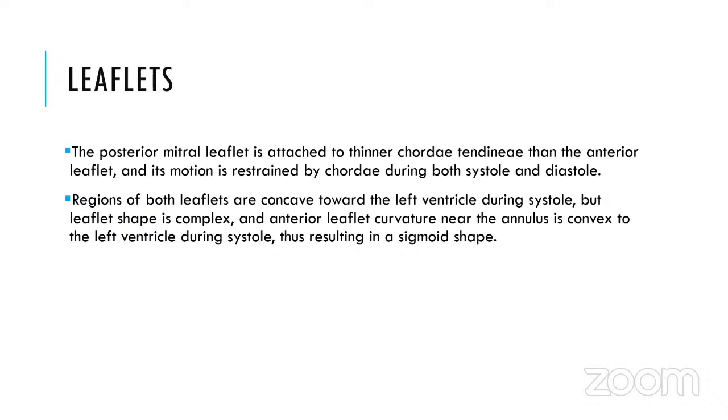The regions of both leaflets are usually concave towards the left ventricle during systole, but the leaflet shape is complex, and the anterior leaflet curvature near the annulus is convex to the left ventricle during systole, which gives it a sigmoid shape.